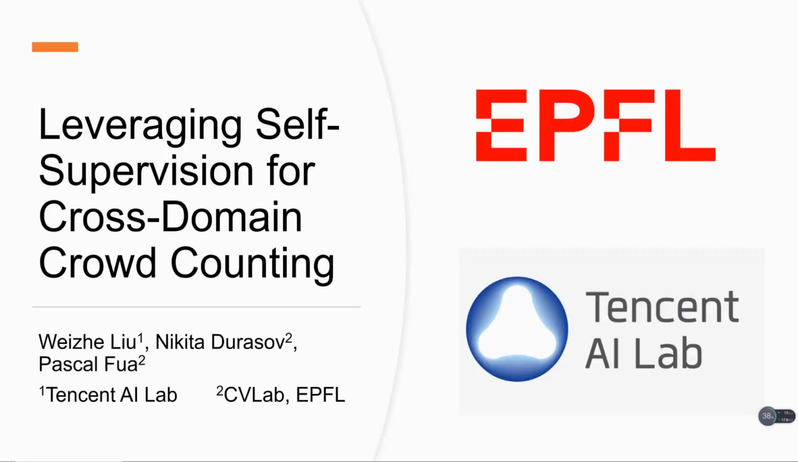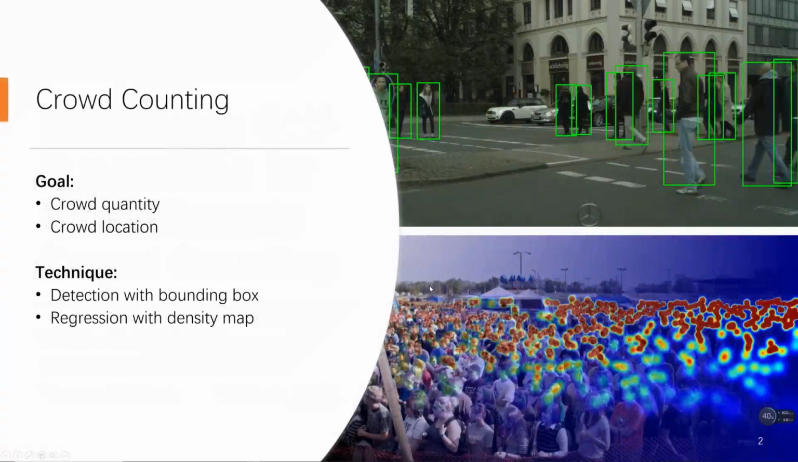The work I will introduce today is Leaving Cell Supervision for Cross-Domain Crowd Counting. First of all, I will introduce the task of crowd counting. Given a random image, the goal of crowd counting is to estimate the crowd quantity and the crowd location. That is, how many people are in this image and where are they.